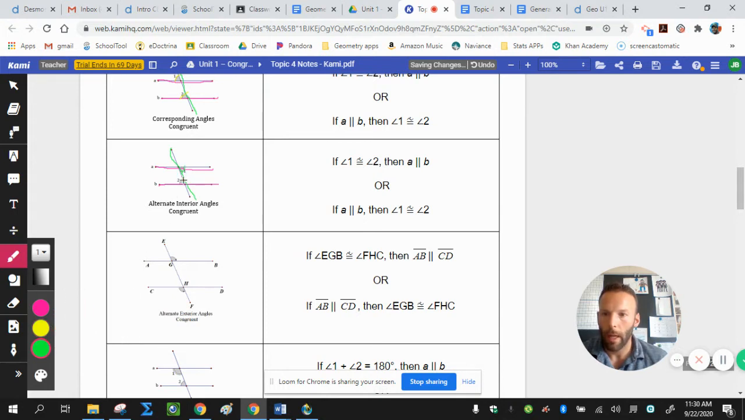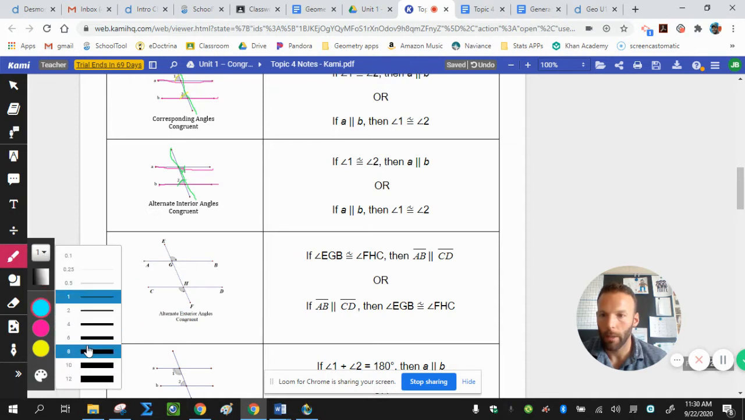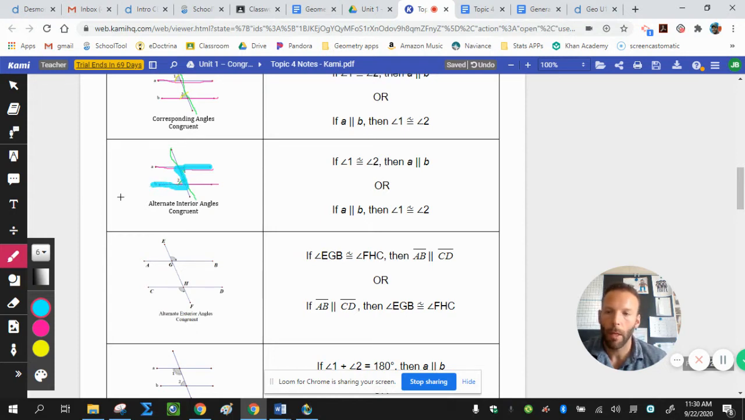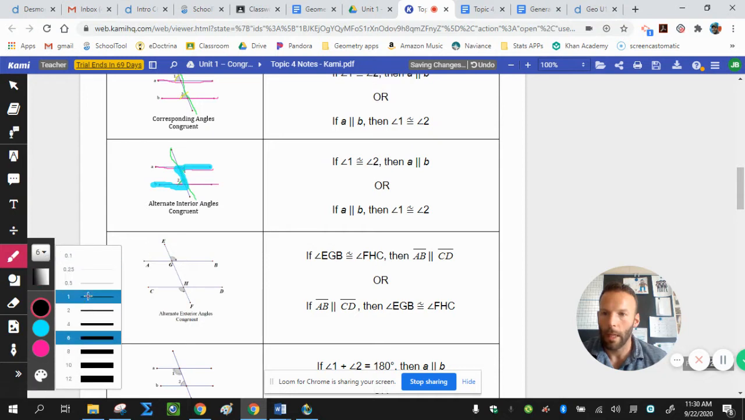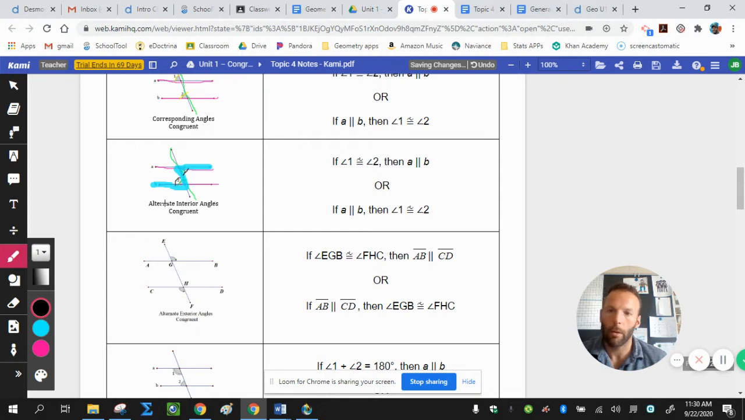Now, one thing I like to do, or we will see in the future, is when you have alternate interior angles. Let me grab a different color here. How about this blue color? And I'll make this line a little thicker, like a highlighter. Sometimes we refer to this as, can you identify a shape that's kind of like a Z shape? And these angles that are inside of the Z shape are the alternate interior angles.